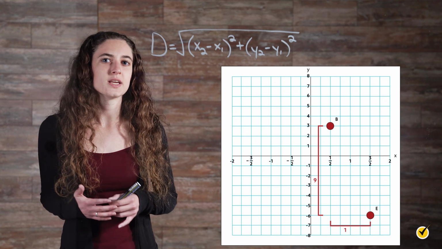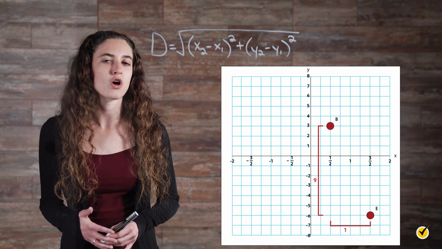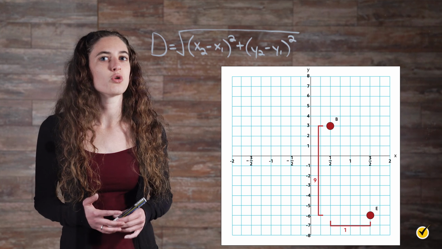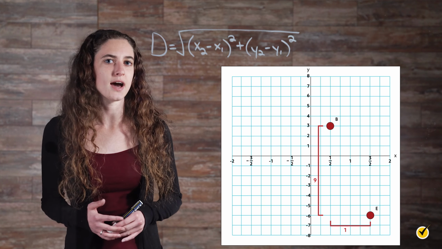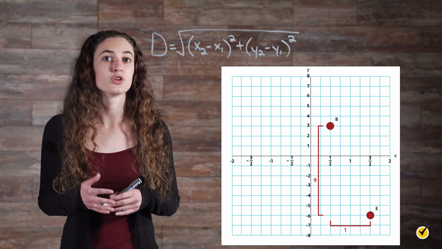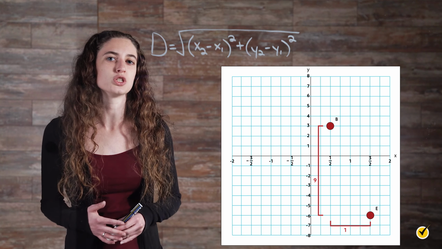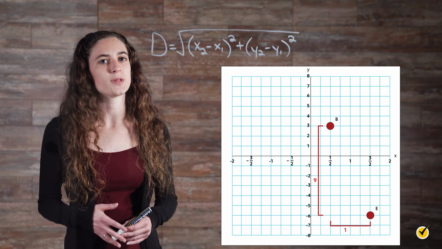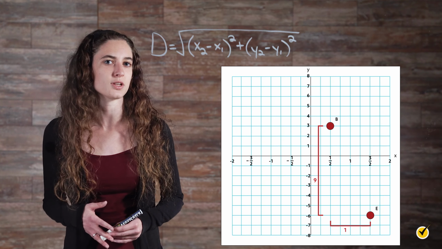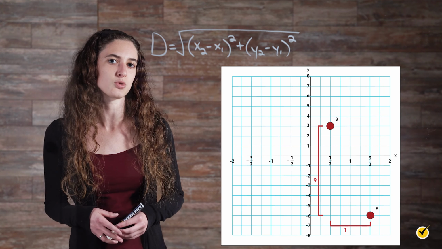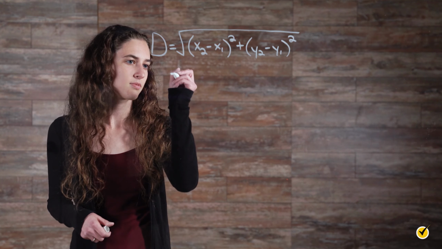In this case, we can see that the coordinates of point B are (1/2, 3), and the coordinates of point E are (3/2, -6). In order to determine the distance between the 2 points, we'll need to use the formula because the points do not share a grid line, so we can't simply count squares to determine the distance.